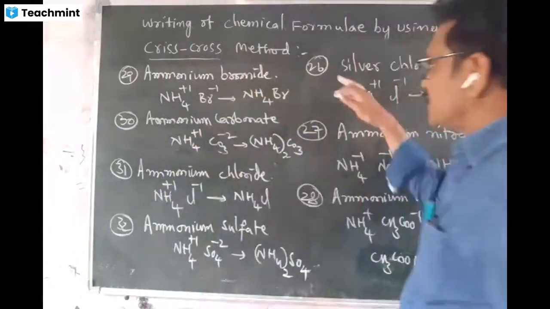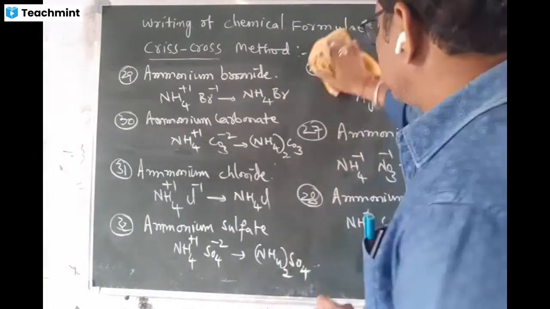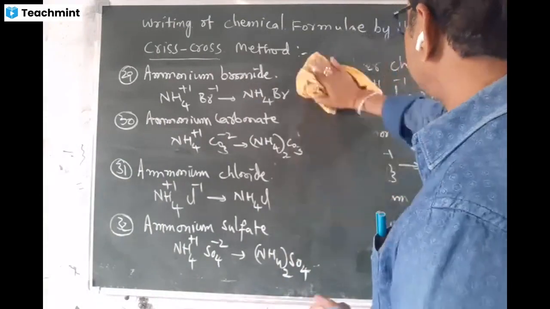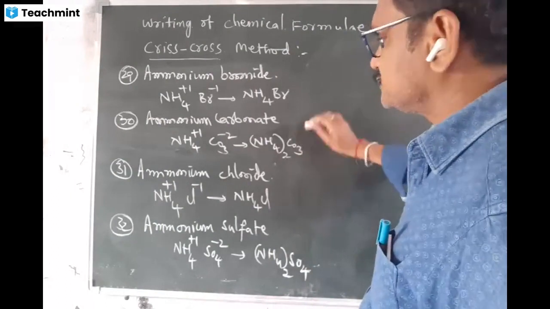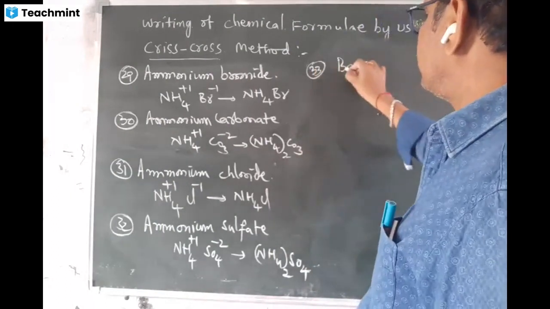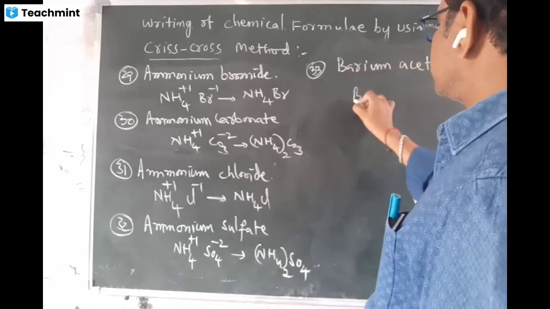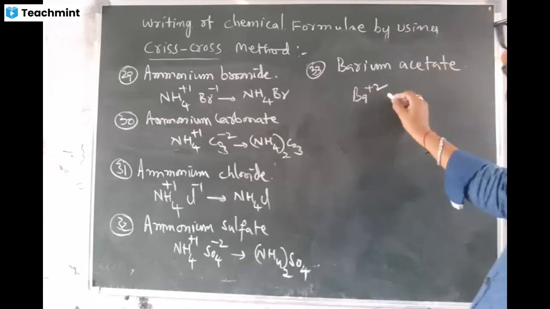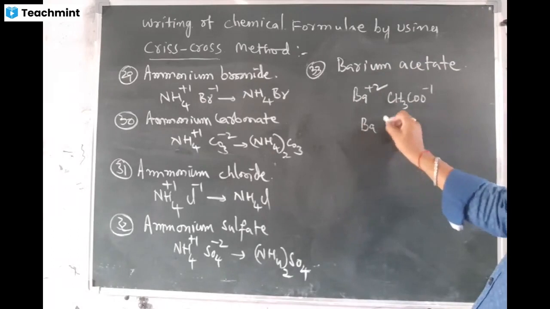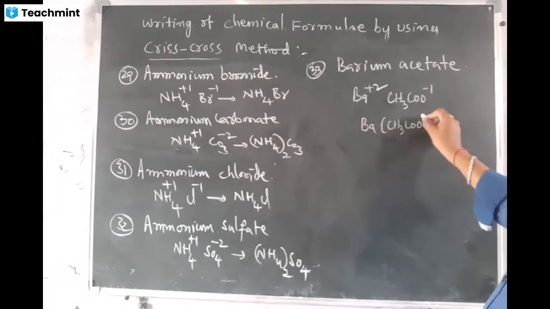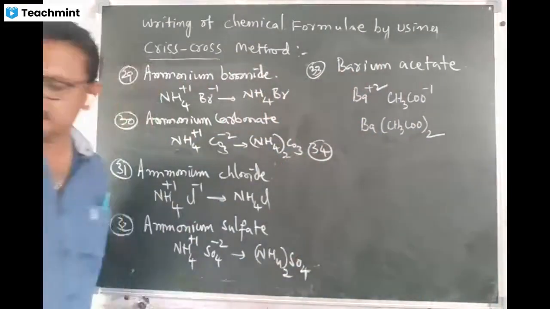Okay, have you written this? Okay, next, barium acetate. Number 33, barium acetate. Barium means Ba plus 2, acetate means CH3COO minus 1. Then the formula becomes Ba(CH3COO) taken twice. This is barium acetate.